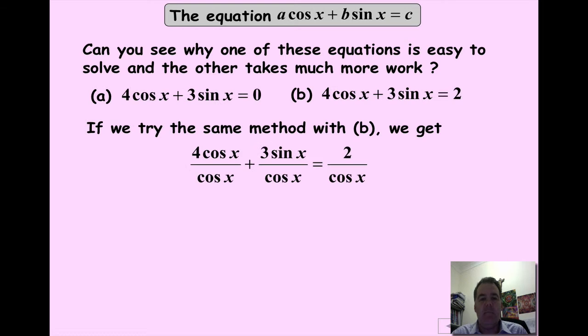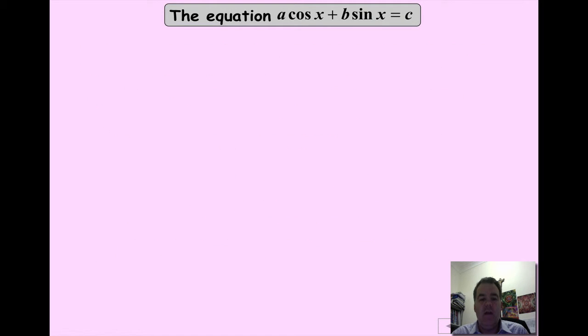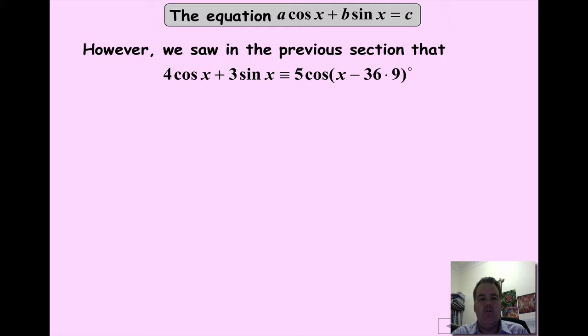However, in part b, if we divide everything by cos x, not so nice. On the right hand side, 2 divided by cos x is not 0 anymore. We've got 2 sec x, and we're no better off. Okay, so we need another method for solving equations like b. And the method we're going to use is this one that I've just shown you.